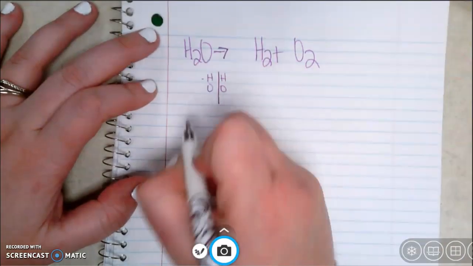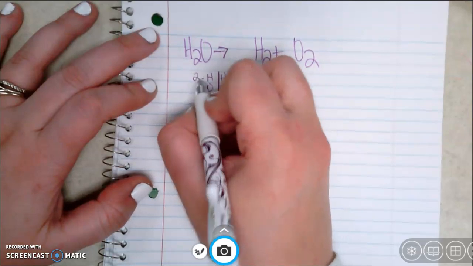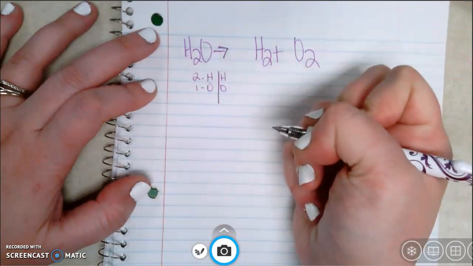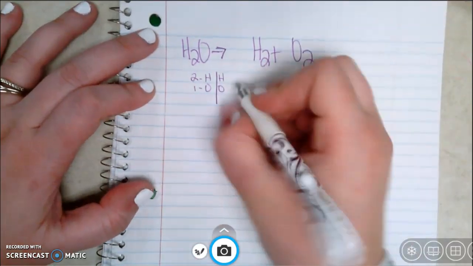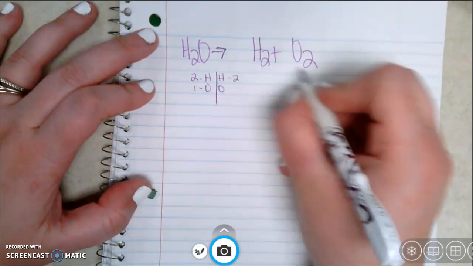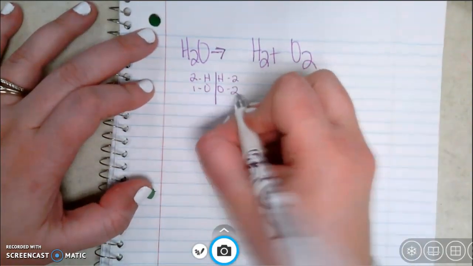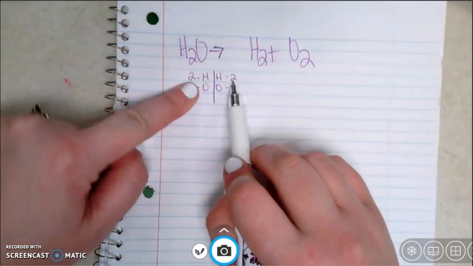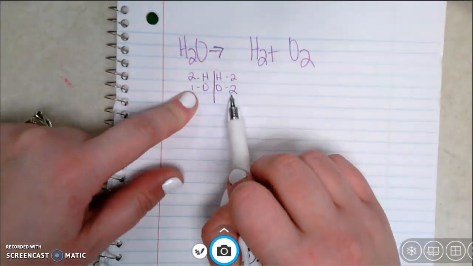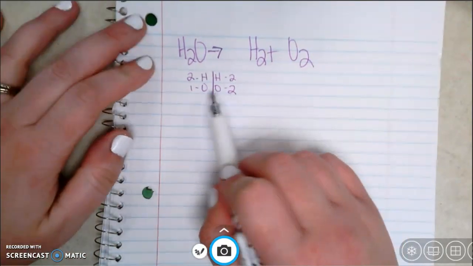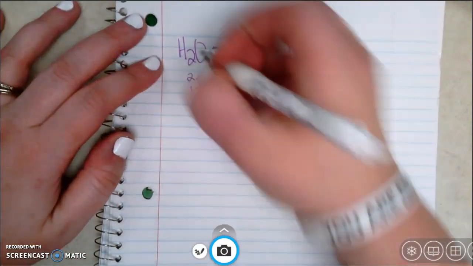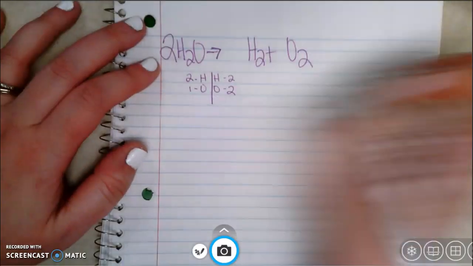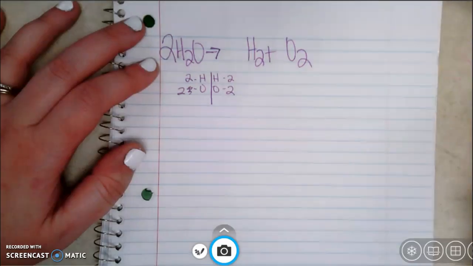On the left-hand side, I have 2 hydrogens and 1 oxygen. Over here on the right-hand side, I have 2 hydrogens and 2 oxygens. So obviously, this is not balanced because even though my H's are balanced, my O's are not. This is a pretty easy fix. If I need 2 oxygens on this side, I'm just going to stick a 2 in front, which gives me the 2 oxygens that I need.